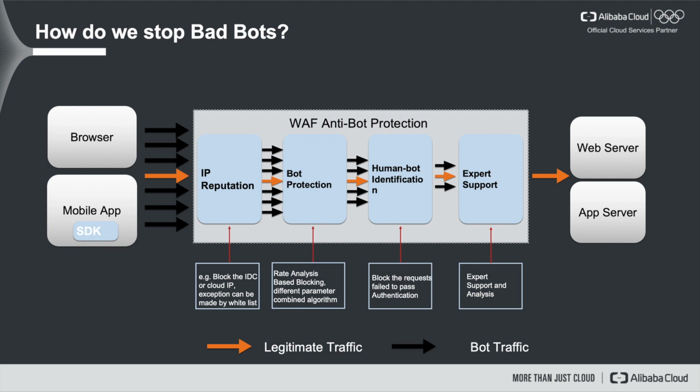The traffic is analyzed based on the IP reputation and on the traffic analysis. If bot traffic is detected, an additional layer is introduced, for example, the human bot identification. The clean traffic is allowed and the bad traffic is blocked.